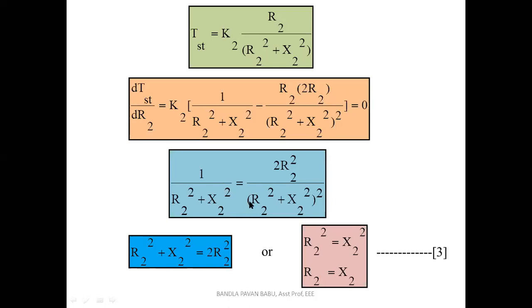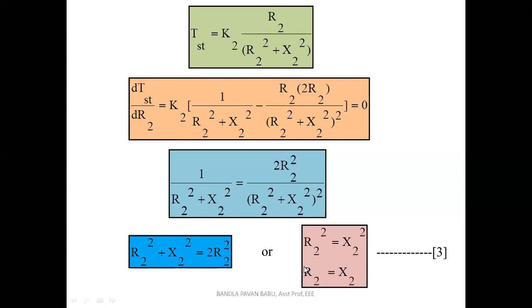Again further it can be reduced as 2 r2 square x2 square is equal to, see here, there exists only one parameter. Here it gets cancelled because it is of a square value. Only this part gets cancelled, and here it exists. So this equation again can be reduced to r2 square plus x2 square, which is equal to 2 r2 square. Again further this equation is reduced as r2 square equal to x2 square, and the final equation is r2 equal to x2. So this is our aim.